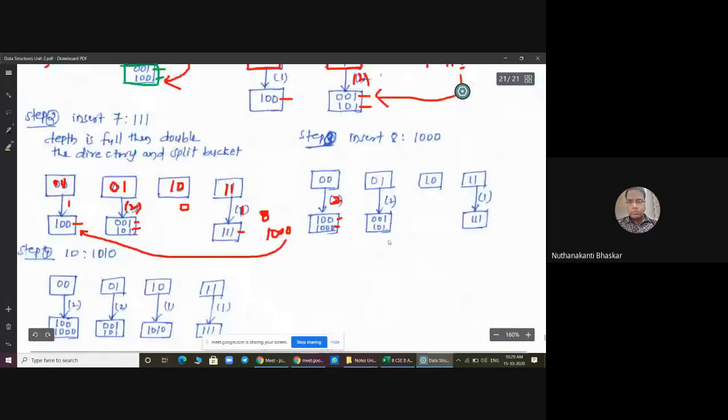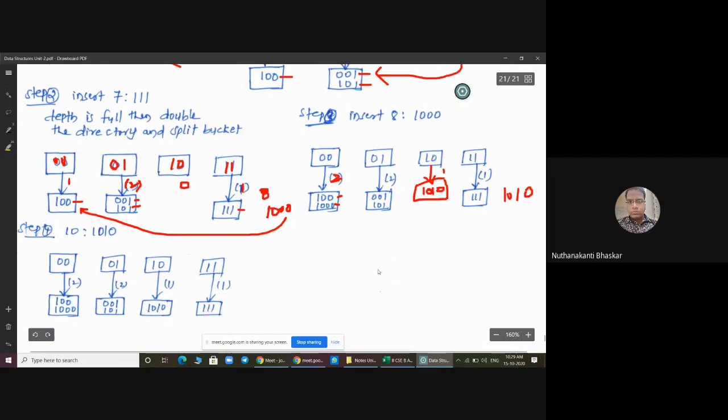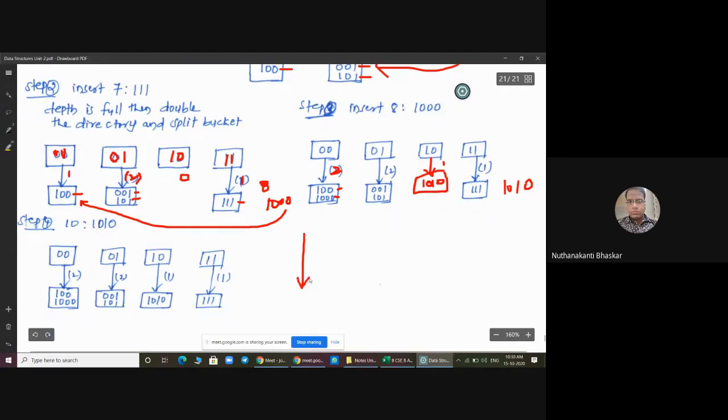What is the hash value of 10? 1, 0, 1, 0. Where are we going to insert this 1, 0, 1, 0? In the 1, 0 bucket. Is there any problem? No, sir, no problem. Then the level is 1 now. Understand? Like that, we can insert more numbers. Understand this?